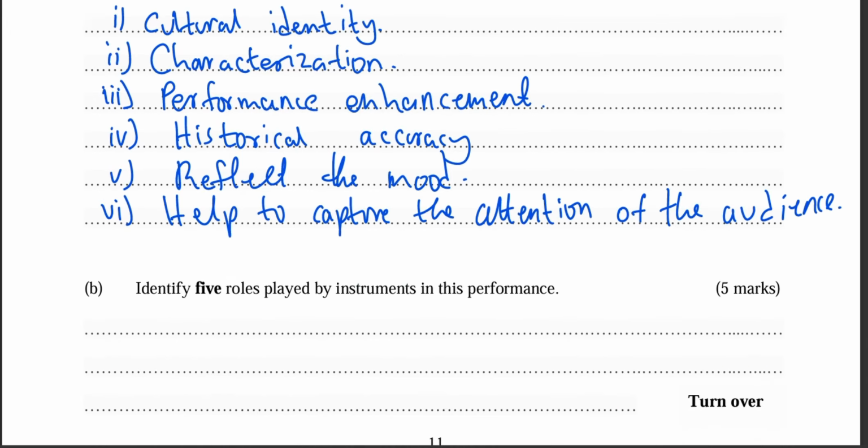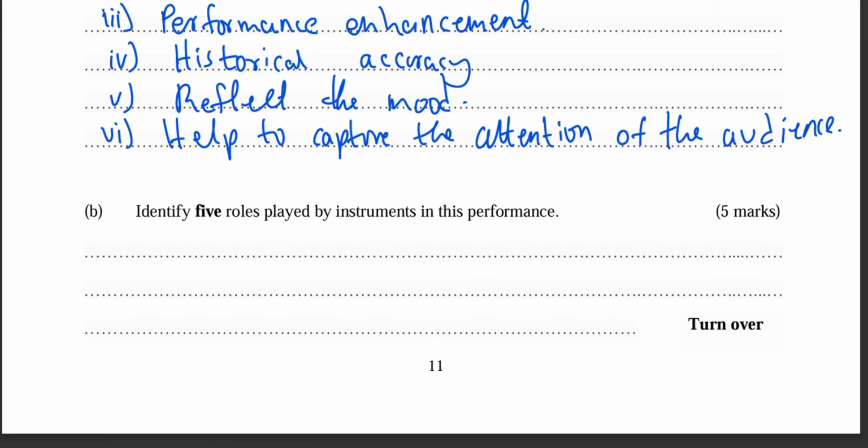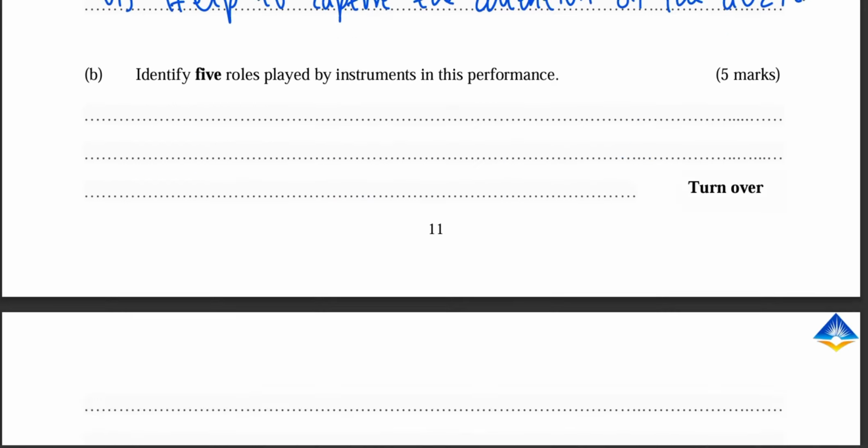The next question is to identify 5 roles played by instruments in this performance. 1. Instruments help in creating a rhythmic foundation. So instruments like drums and shakers help in keeping the beat of the folk song.